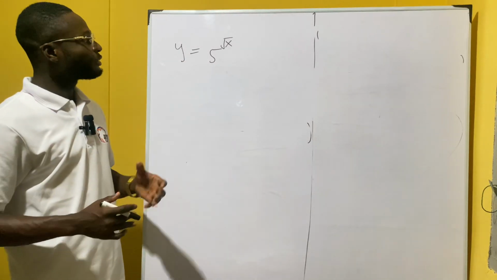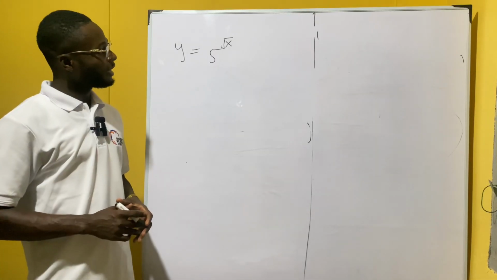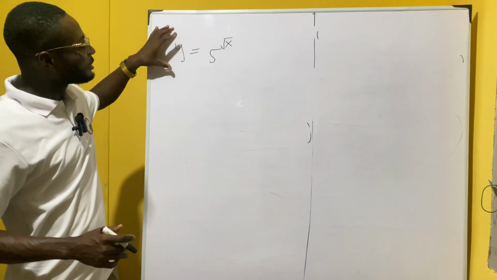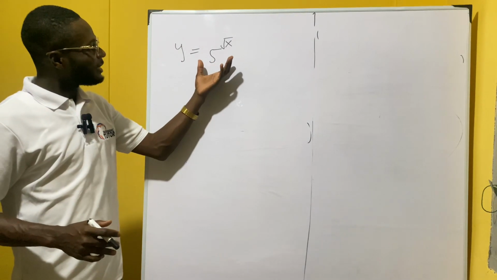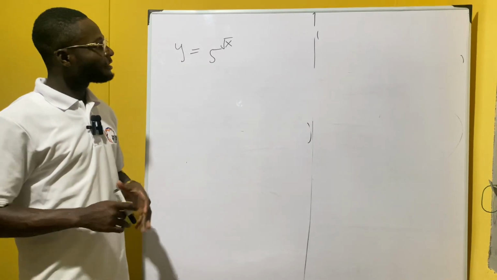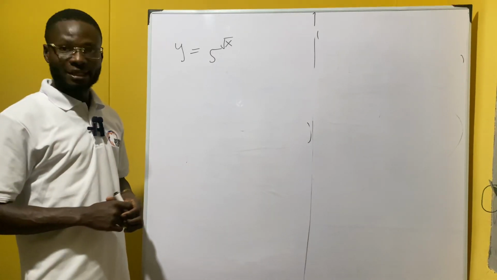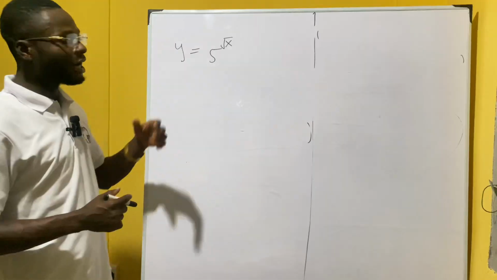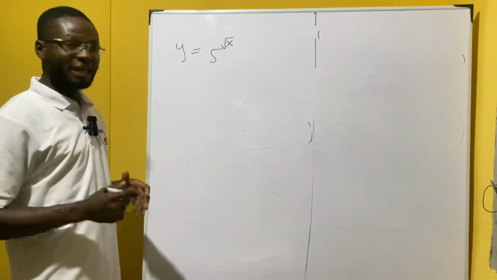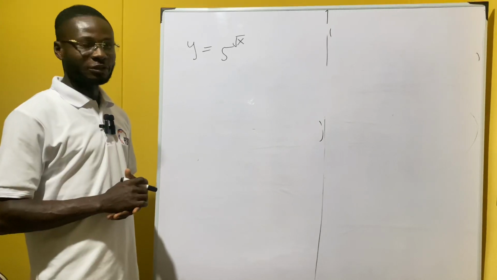This particular function, we want to look at how we can differentiate it. It is an exponential function, but it has an exponent of root x. So let's look at how we can deal with this particular function. Guess what we are going to do to get to our final solution?